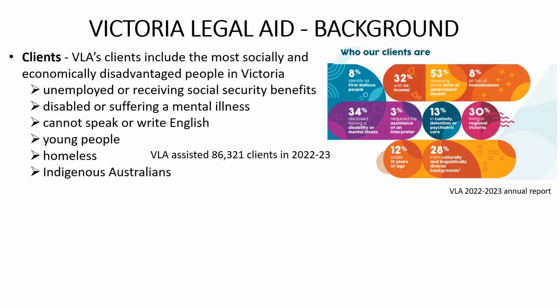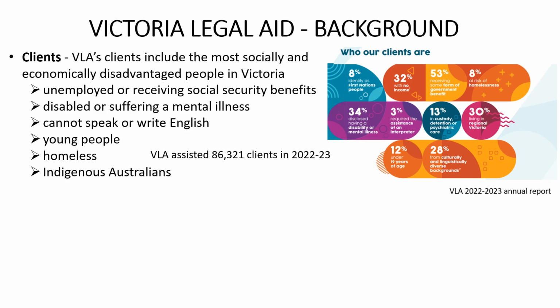Victoria Legal Aid's clients include the most socially and economically disadvantaged people in Victoria. As you can see from this extract from the Victoria Legal Aid 2022 to 2023 annual report, 85% of Victoria Legal Aid's clients are unemployed or receiving social security benefits. 34% have a physical disability or mental illness. 28% cannot speak or write English because they come from a different culture. 12% are young people, that is under 19 years old. 8% are homeless or at risk of homelessness, and 8% are Indigenous Australians.